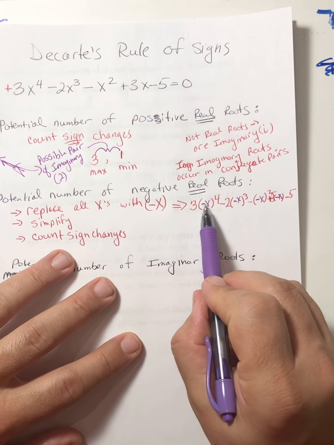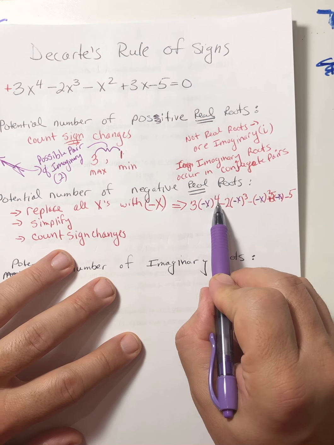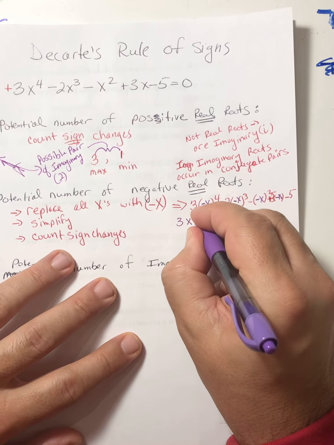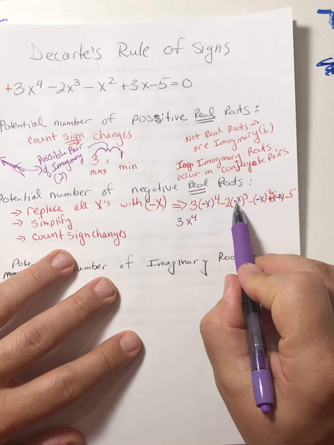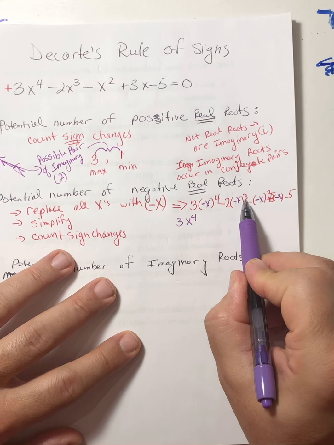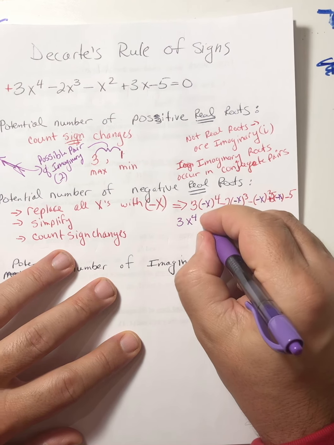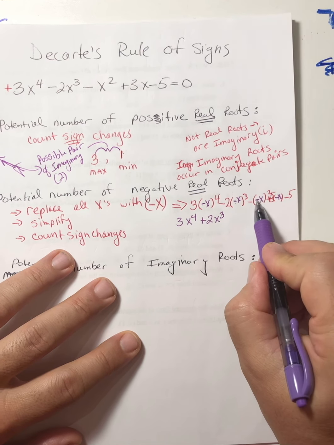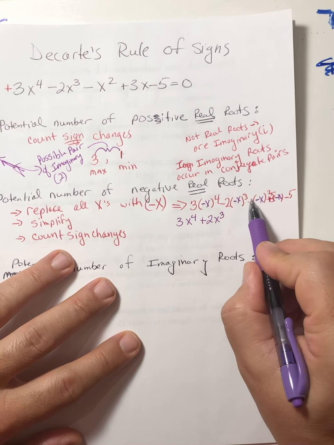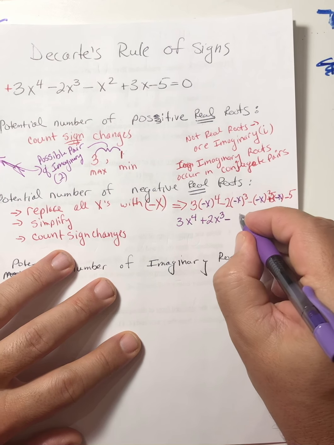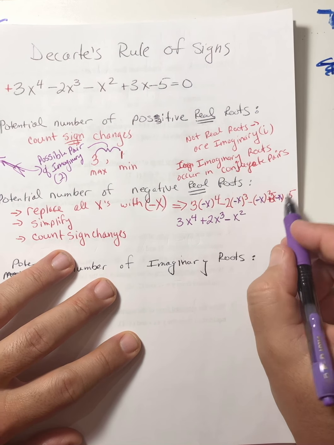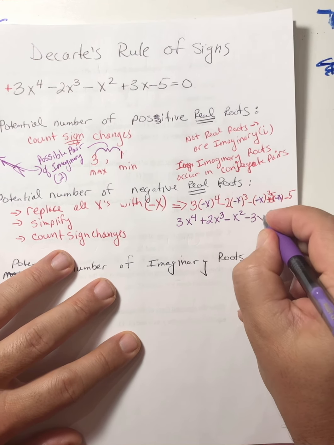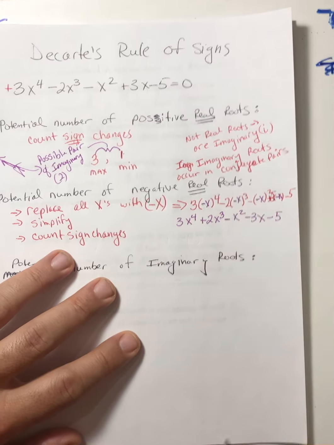What happens with a negative x when you raise it to the power of 4? That's right, it's positive. So this stays 3x to the power of 4. Now notice here, negative x when you cube it is still negative, times that negative is positive. Negative x when you square it is positive, so now this is a negative. Stays negative here. And then positive 3 times a negative x is a negative 3x, and then minus 5.